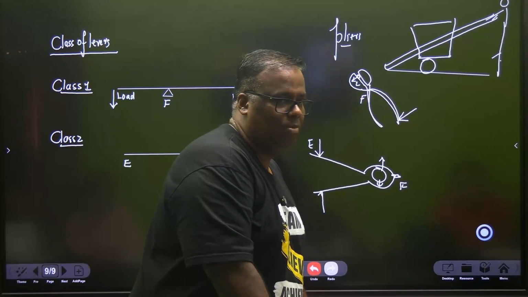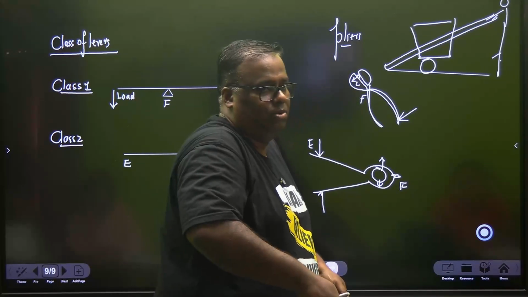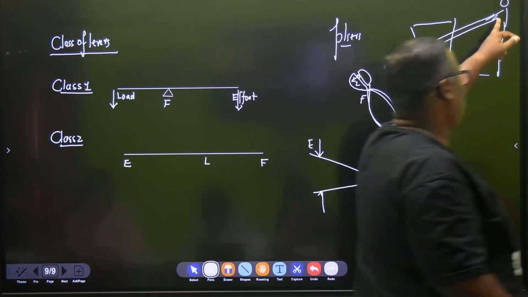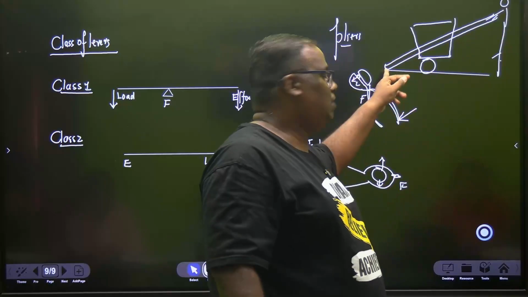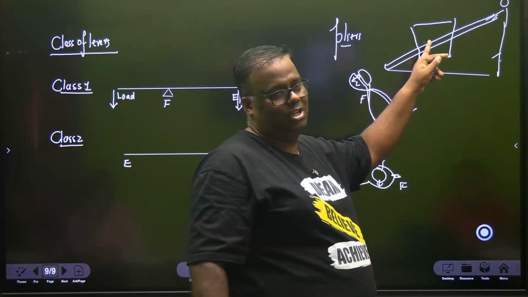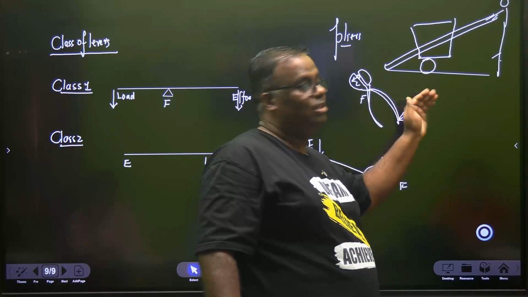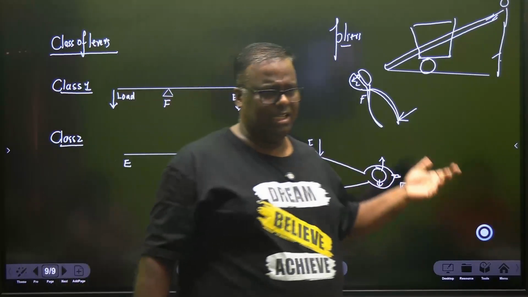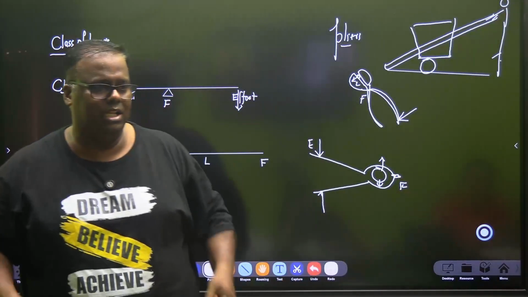Whenever you have to take a wheelbarrow, you lift it like this. So and then you push it. So your effort is here, fulcrum is here, the load is here. Load wants to come down, effort wants to lift it. The wheel is only for sliding.